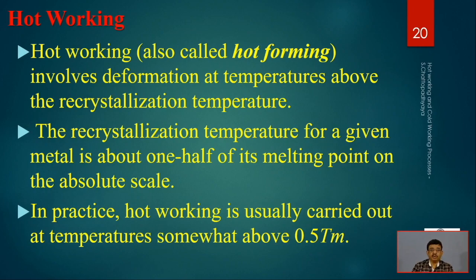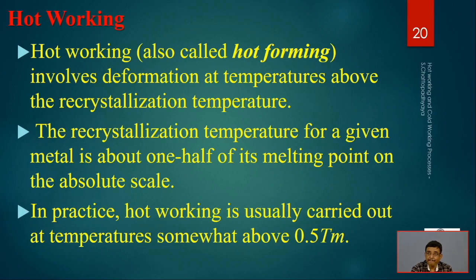Then we come to the most important part, hot working, also called hot forming, which involves deformation at temperatures above recrystallization. Why do we do it? Because of the lowering of the yield strength. When will the yield strength lower? When we reach the recrystallization temperature, and the yield strength will be manageable so that our machines are moderate. So we are ready to compromise in terms of temperature. The recrystallization temperature for a given metal is about one half of its melting point on the absolute scale, mostly near about 50%. Warm working is about 0.3 Tm on the absolute scale of the melting point, and recrystallization is about half of it. In practice, hot working is usually carried out at a temperature near about half of the melting point on the absolute scale.